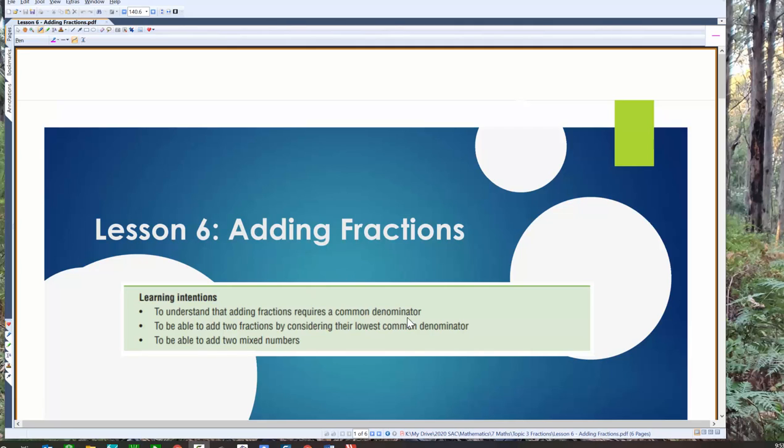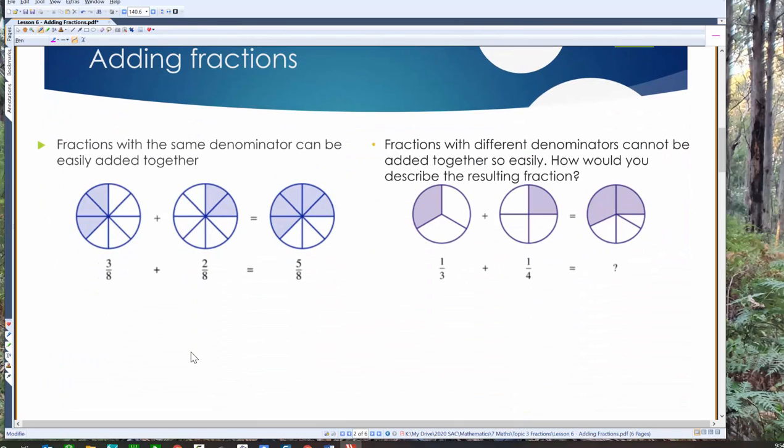When we add fractions, what we need to keep in mind is that it's easy when we have what we call a common denominator. And common denominator is really a fancy way of saying same parts. Okay, so fractions are the same number of parts. So to be able to add fractions by considering the lowest common denominator is what we want to do today. And we also want to try to add mixed numbers together. All right, let's get stuck into it.